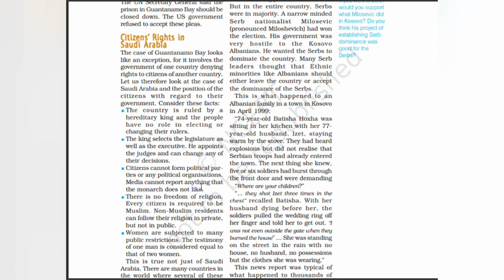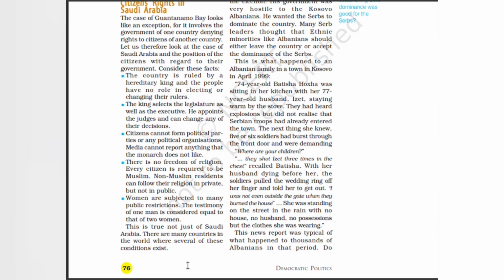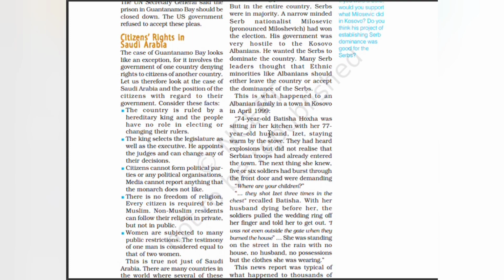There is no freedom of religion. Every citizen is required to be Muslim. Non-Muslim residents can follow their religion in private but not in public. Women are subjected to many public restrictions. The testimony of one man is considered equal to that of two women. This is true not just of Saudi Arabia. There are many countries in the world where several of these conditions exist.